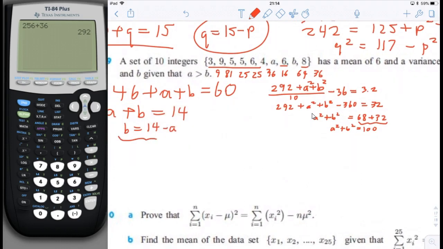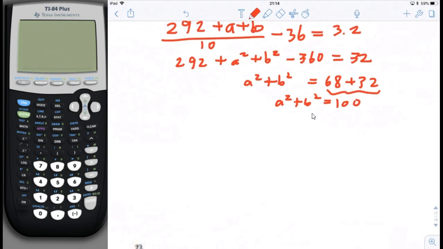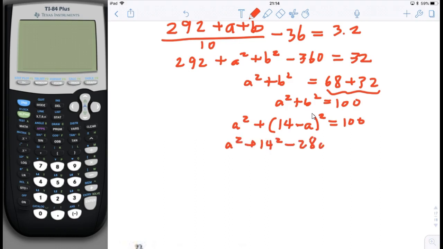And we also know that b is equal to 14 minus a. We can solve this with algebra this time. So let's substitute b equals 14 minus a into our new equation. So we'll have (14 minus a) squared equals 100. And then, so we'll have a squared plus 14 squared minus 28a plus a squared equals 100. Let's make this into a quadratic. So we'll have 2a squared minus 28a.